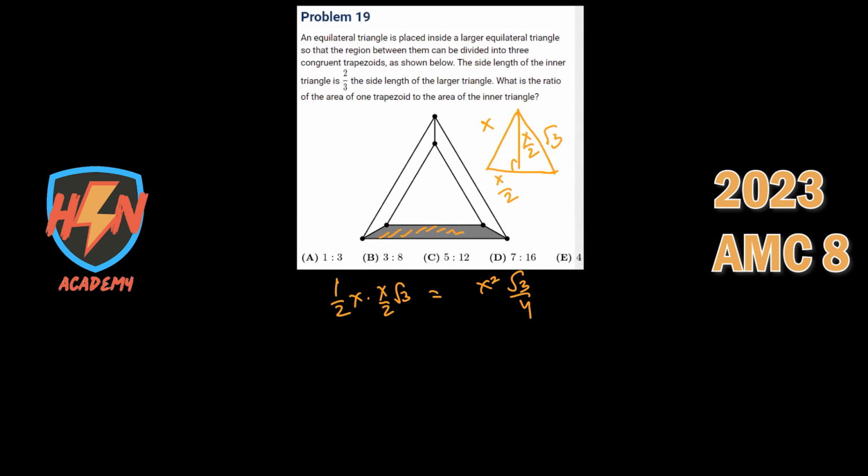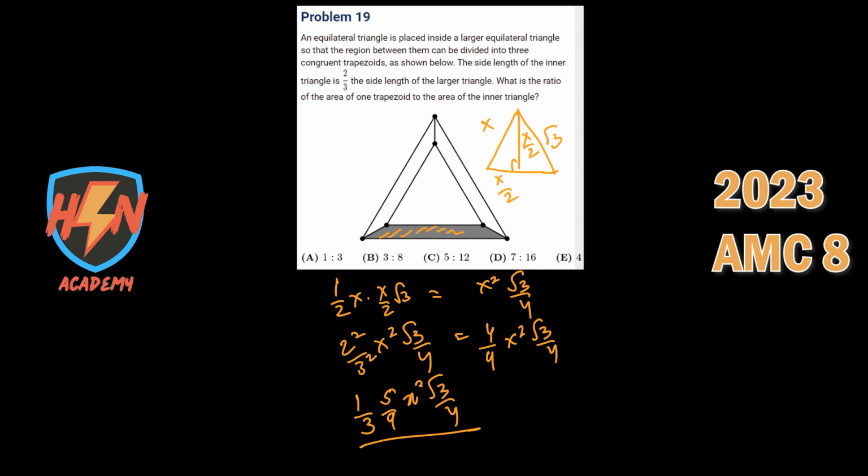The inner triangle would be 2 squared over 3 squared x squared square root of 3 over 4, since the side length is 2/3 x. So this would give us 4 over 9 x squared square root of 3 over 4. So the difference between them would be 5/9 x squared square root of 3 over 4, and the area of the trapezoid would be 1/3 of that. Now we want to compare that with the area of the inner triangle. So that would be 4/9 x squared square root of 3 over 4. This whole thing cancels out with that. This 9 cancels out with that. So the answer would be 5 over 12. So the answer is C.